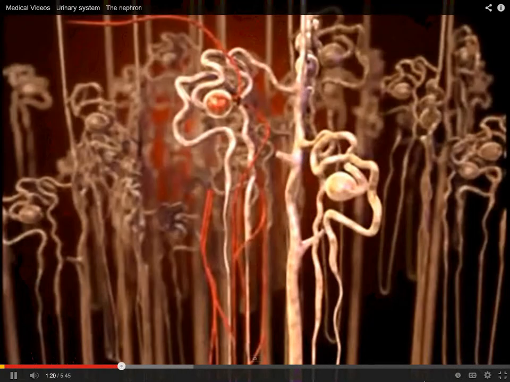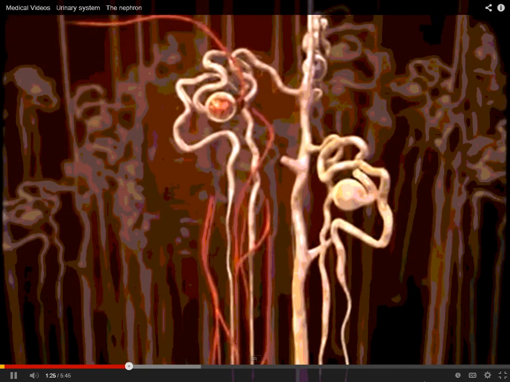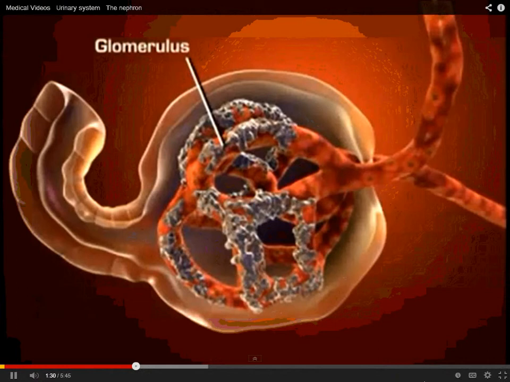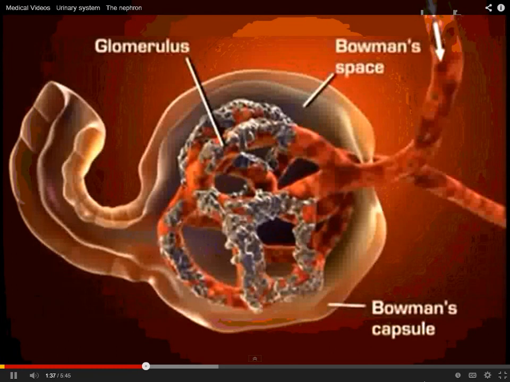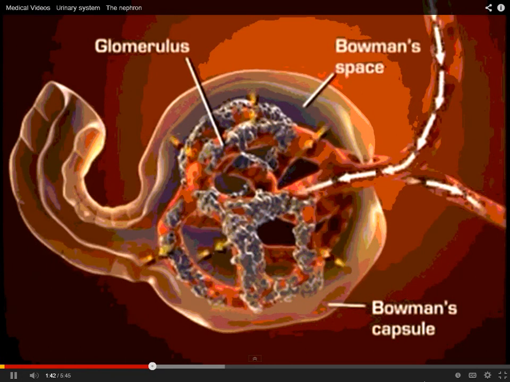Nephrons are the functional units of each kidney, consisting of a glomerulus and a system of tubules. The glomerulus is a unique, high-pressure, massive capillary bed. The glomerulus is encased in a double-walled capsule called Bowman's capsule. The space inside the capsule and surrounding the glomerulus is called Bowman's space.